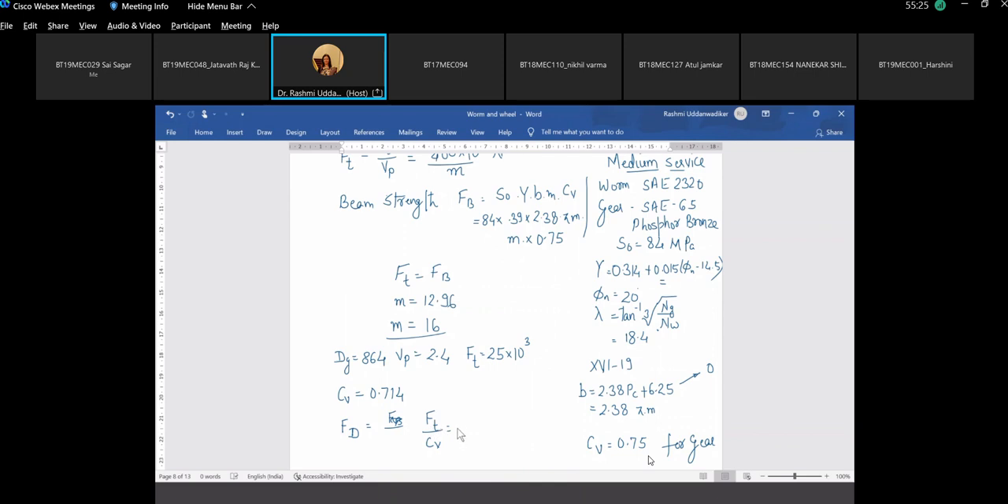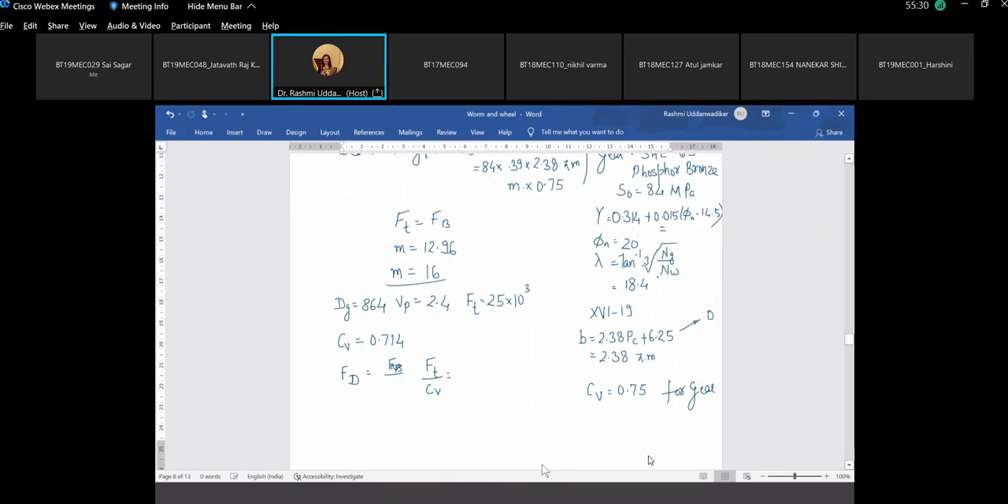So what is this FD coming out to be here? CV is to consider for the incremental load or the dynamic load. So what is FD? CV is 0.714. FT is 25 kilonewton. Give me FD. 35 exact. Okay. This is 35 kilonewton, which we'll be comparing with FB.